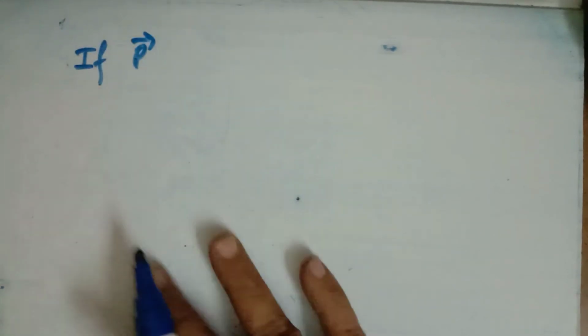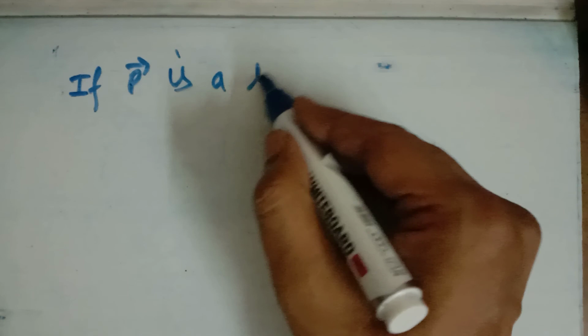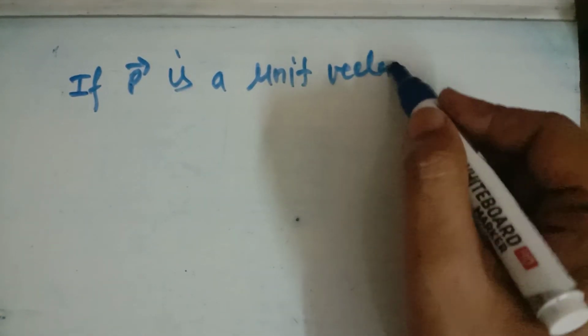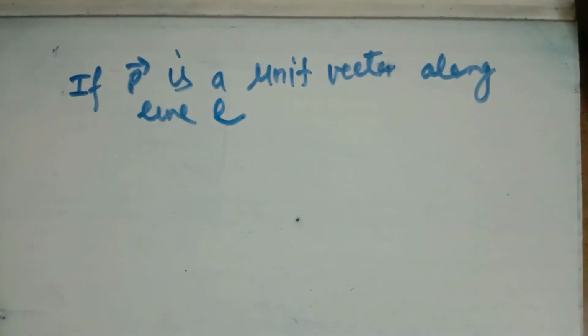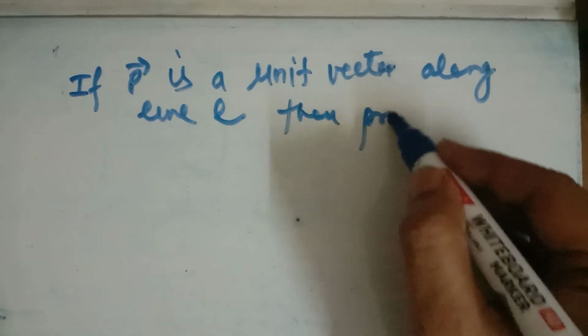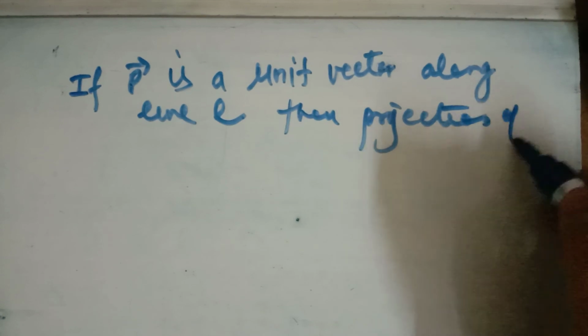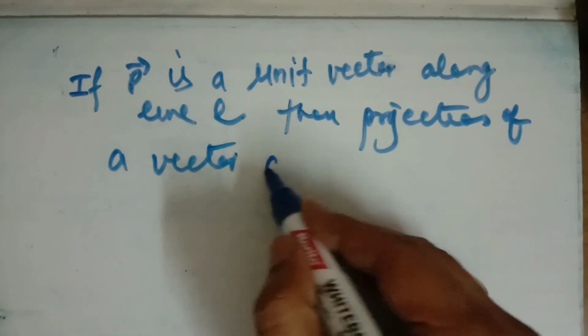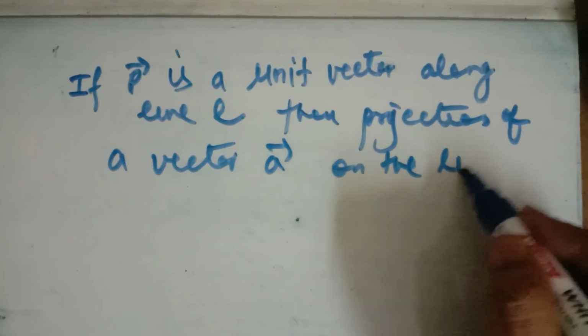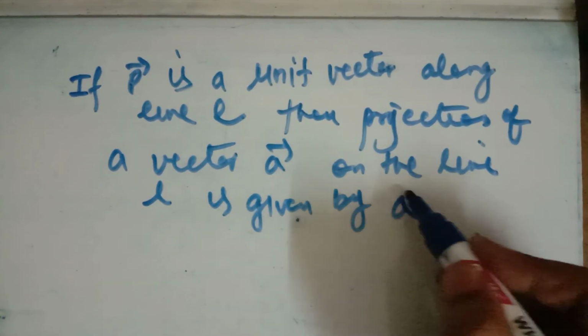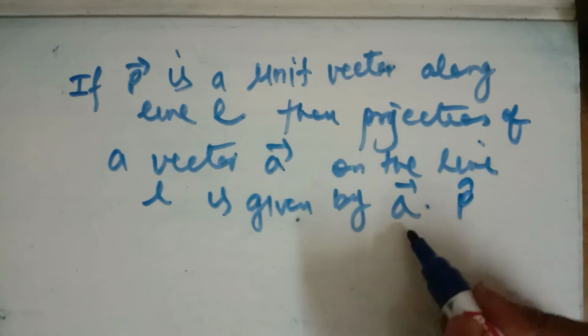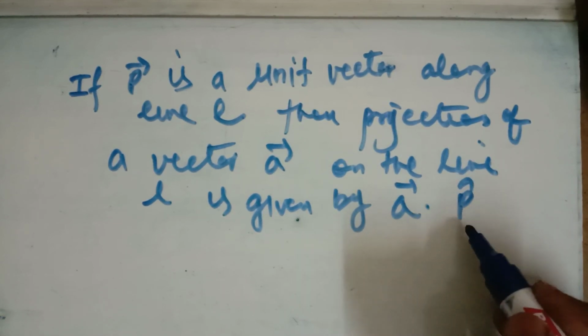Now we can say that if P is a unit vector along the line L, then the projection of a vector A on the line L is given by A dot P cap, and we know that the unit vector P cap is the vector divided by the modulus of that vector.